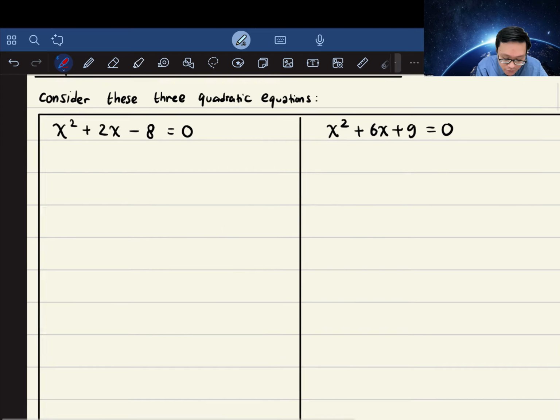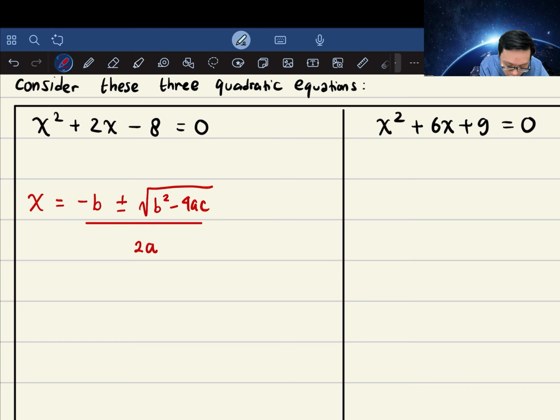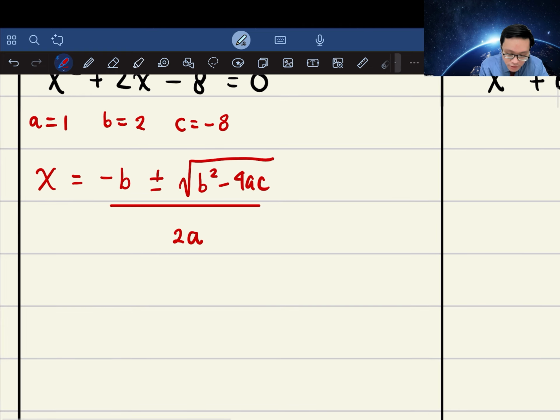You should remember the formula of the quadratic formula is x equals minus b plus minus square root of b squared minus 4ac, divided by 2a, where a is the coefficient of x squared, in this case 1, b is the coefficient of x, which is 2, and c is the constant without x, which is minus 8. Now, using this formula, we can solve this quadratic equation. So you can just plug into the formula here.